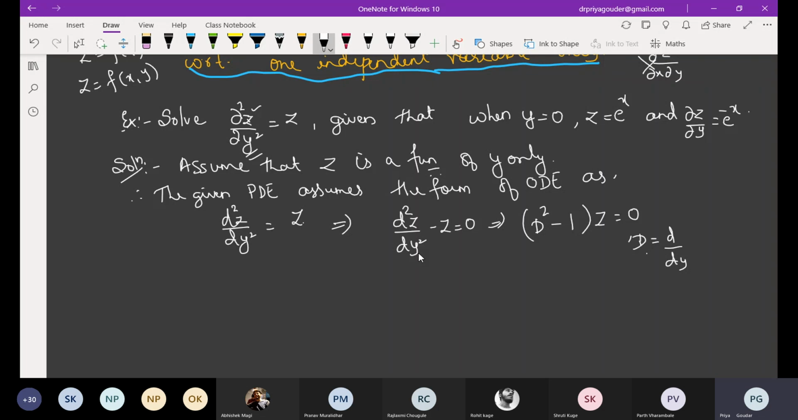Tell me, is it homogeneous or non-homogeneous? Homogeneous. So the general solution depends on only the CF, the complementary function. Okay, so write the auxiliary equation. Is it right? The roots are plus or minus 1, real and distinct. Yes, ma'am.